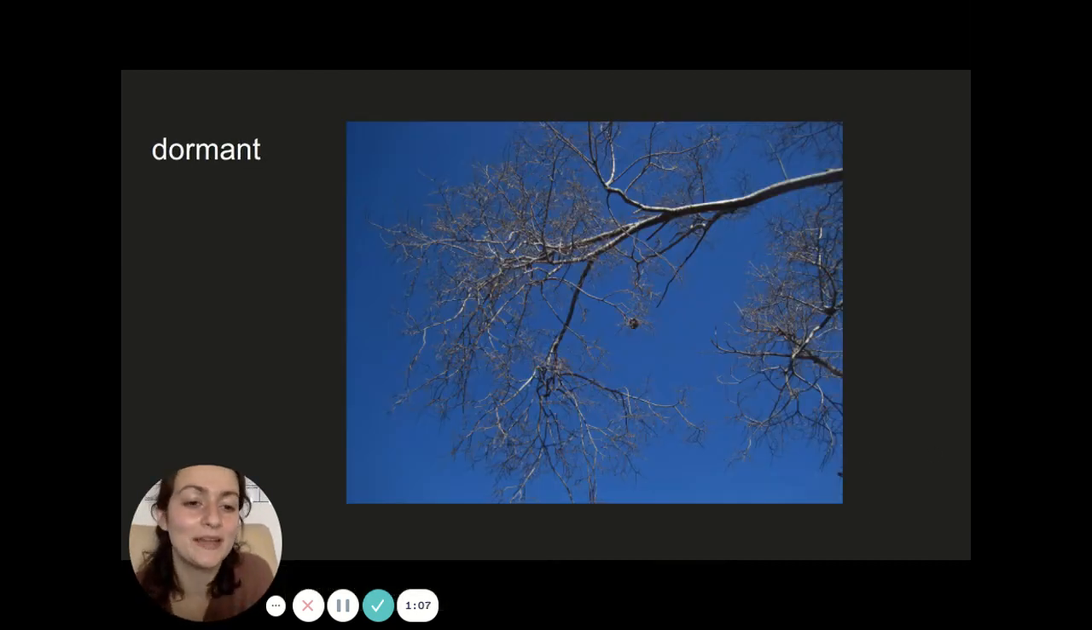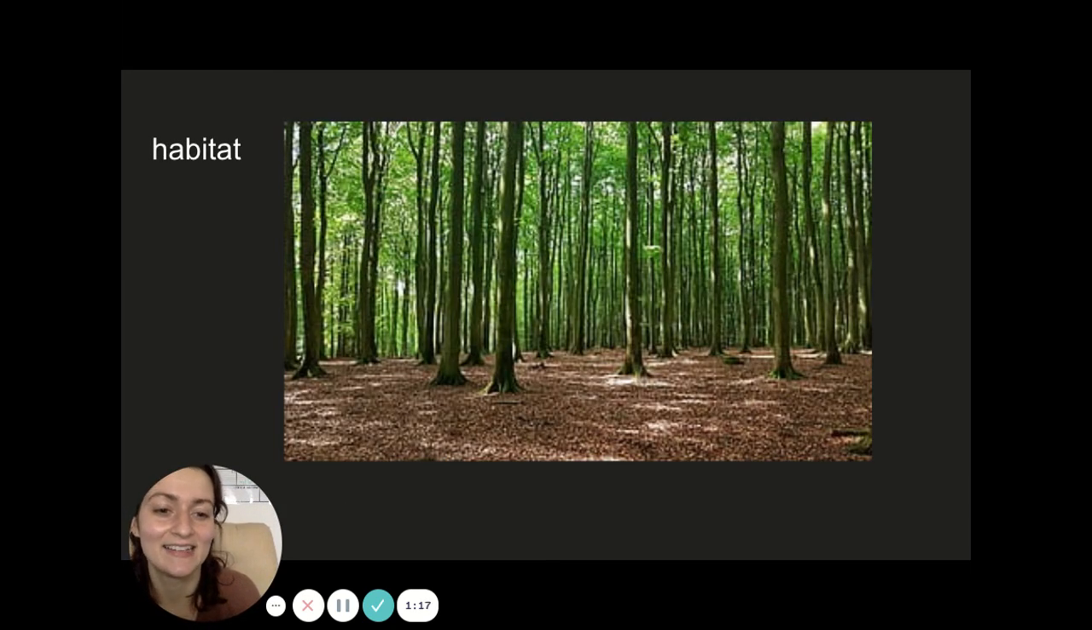Our next word is dormant. Dormant means not active or asleep. So the tree was dormant during the long winter. And you can see it's dormant because it doesn't have any leaves. Our next word is habitat. That's a place where an animal or plant lives that has food, water, and shelter. Look at this. See how a lot of animals could live there?